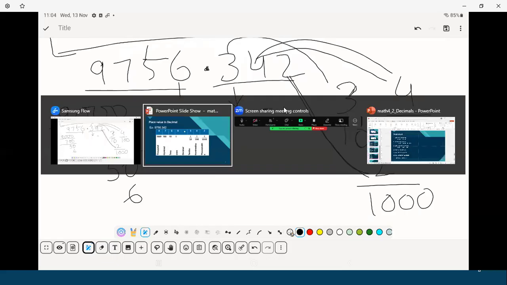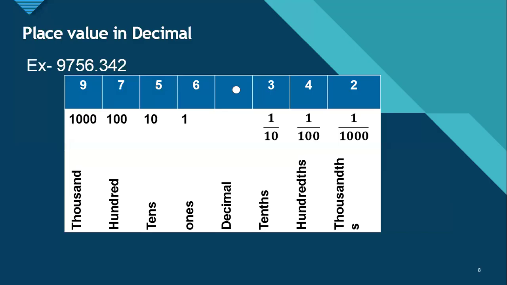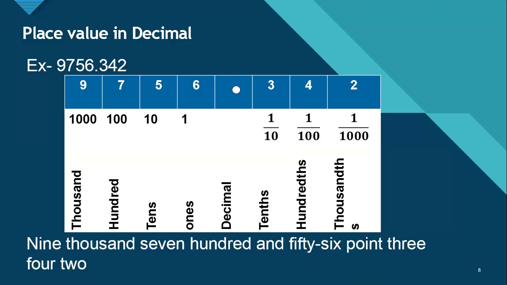So how will we read the number? We will read the number 9,756.342. We are not reading 342 as a whole number. It's 3, 4 and 2. So now it is clear why we call it 3, 4, 2, not three hundred forty-two, because this is a fractional part. It's not a complete number. We always call a complete number by its positions, but we cannot call the decimal fractional part by positions.